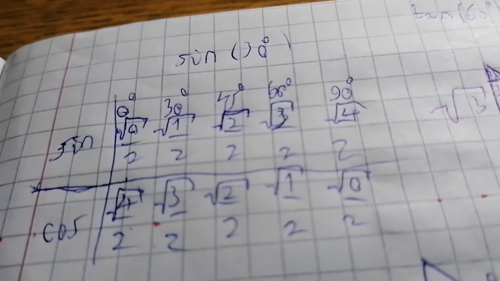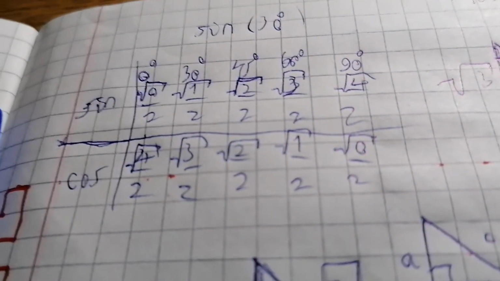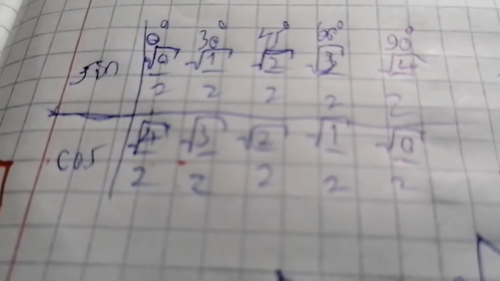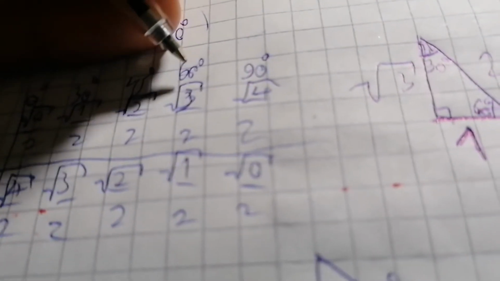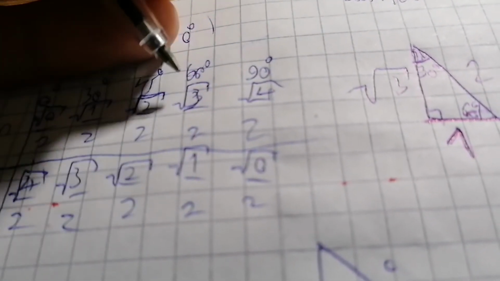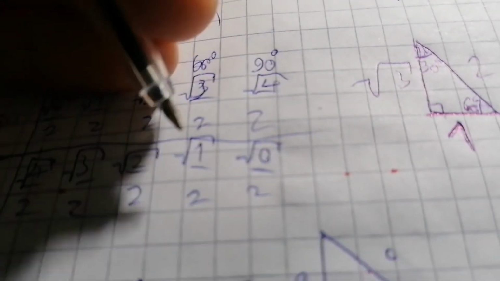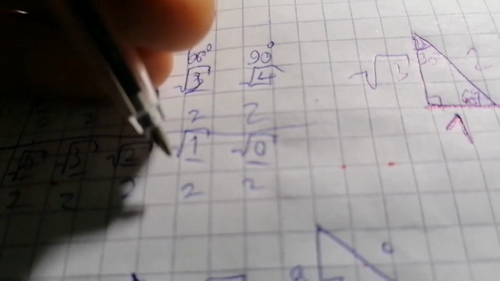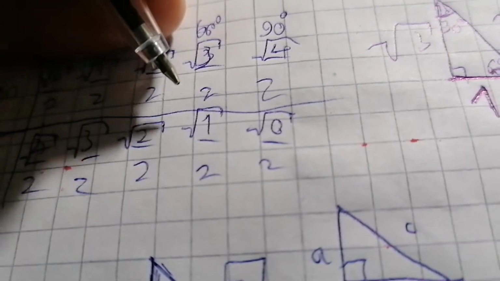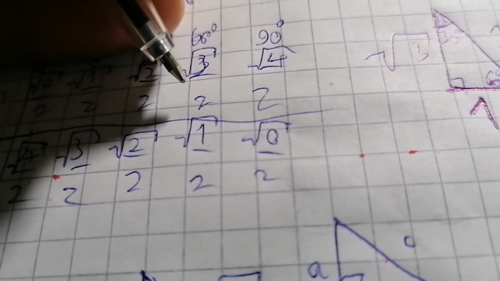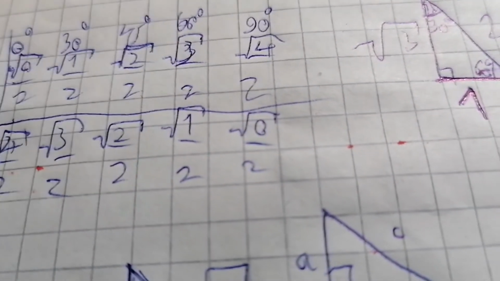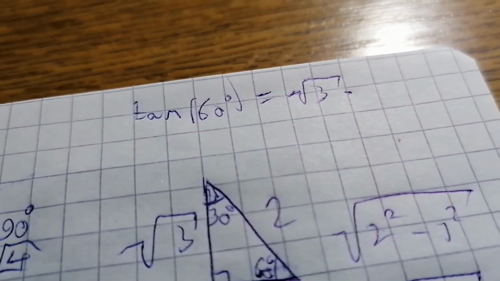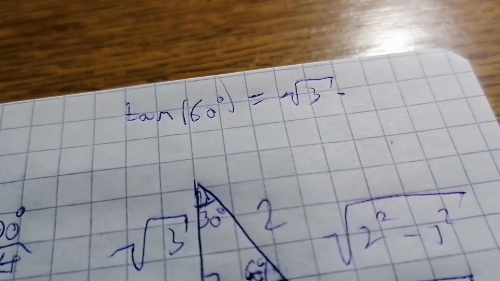And we can check that by using our table, because we have sine of 60 over cosine of 60. That's the square root of 3 over 2 over 1 over 2. And that's the square root of 3 over 2 times 2. And that's the square root of 3. So our answer is correct. And you don't need to memorize anything. You just calculate it by this.